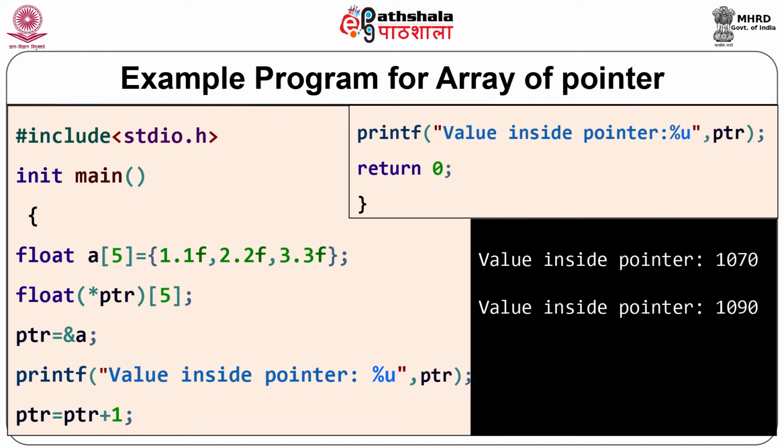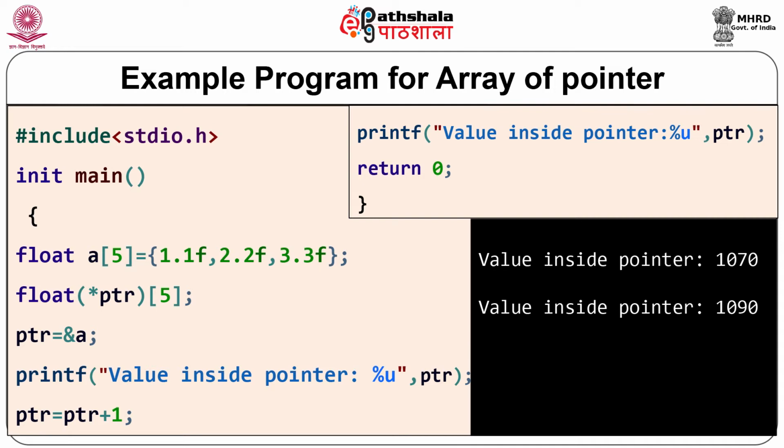If we execute this sample program of array of pointer, then the result will be value inside pointer is 1070, that is the initial memory address which is considered in this program.